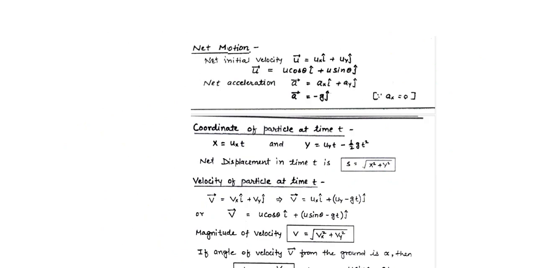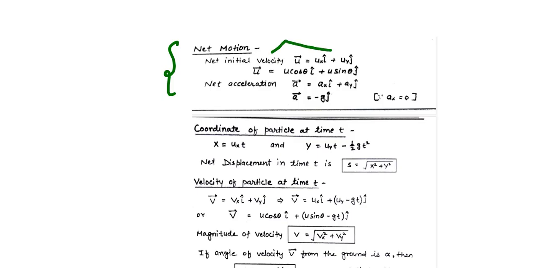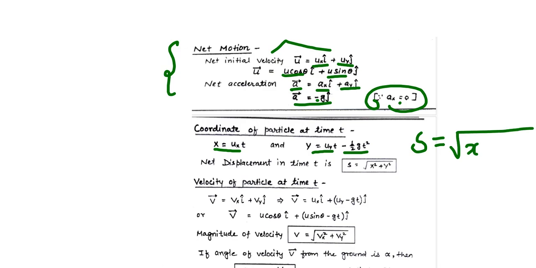Now, what is the net motion? The initial velocity is the horizontal component ux i plus the vertical component uy j, so we write u cos theta i plus u sin theta j. And what is the net acceleration? It is ax i plus ay j. The horizontal component of acceleration is 0, so only minus g j remains. Now let's take the coordinates of the particle at time t. x is equal to ux t, and y is uy t minus half gt square.